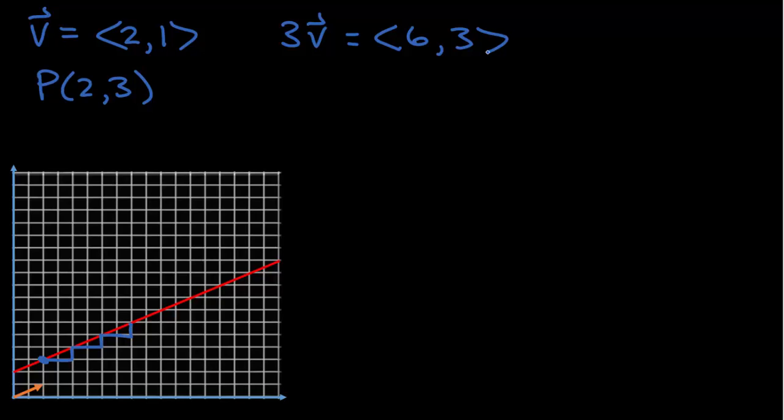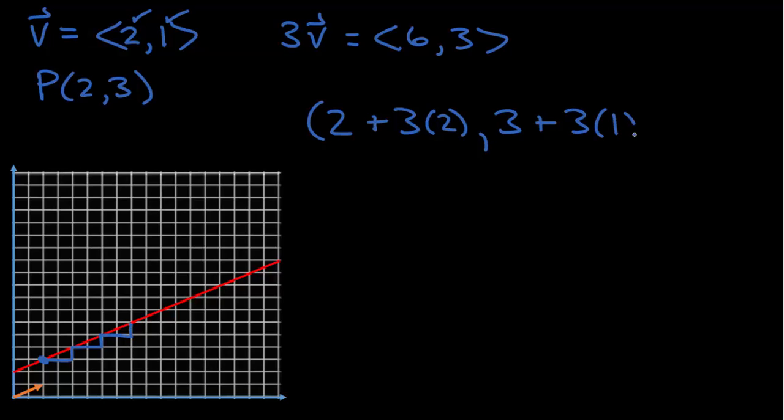Now, I'm going to take this original point, which is 2, 3, and I'm going to add to the x-coordinate 3 times 2. In other words, I'm multiplying 3 times this 2 here and adding that to the x, and then I'm going to take the 3 and add 3 times 1. And I get a new point. I just picked 3 arbitrarily, 3 times the vector. But let's see what point I get here. I get 8 and 6. So I get the point 8, 6.